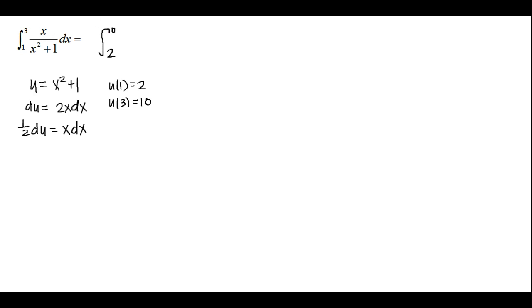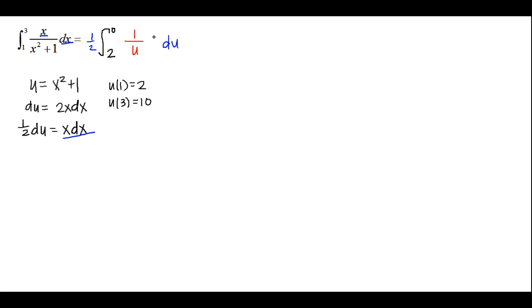And then I'm going to want to replace x dx with 1/2 du. So let's go ahead and put the 1/2 du in. And then I'm going to want to replace x squared plus 1 with u. So I'm going to have a 1 left over on the top over x squared plus 1, which was u. So now let's try to solve this definite integral. I have 1/2 the integral from 2 to 10 of 1 over u du.